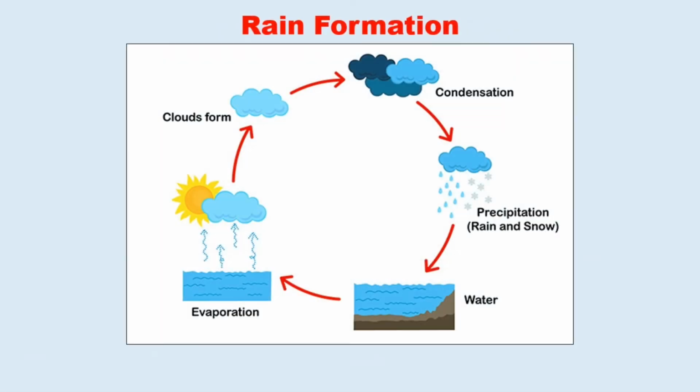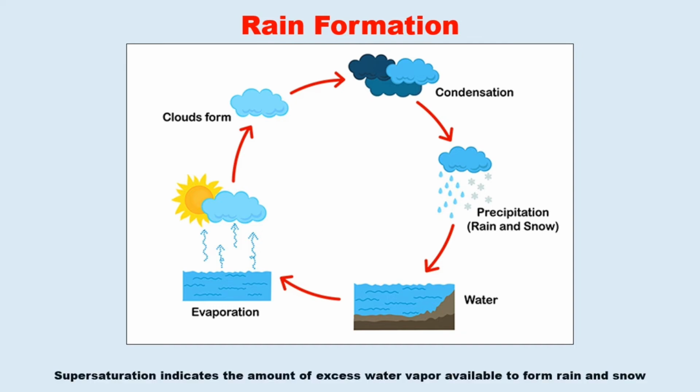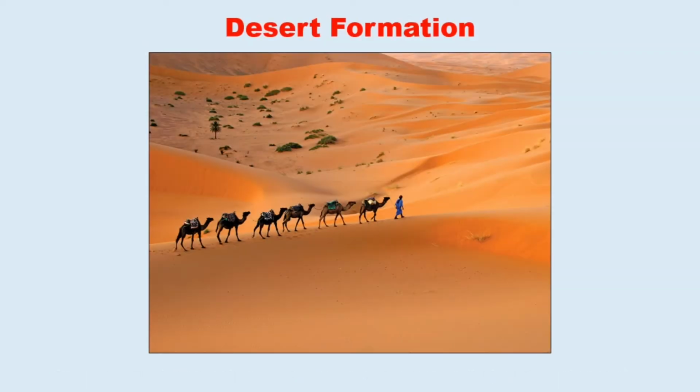Rain occurs when the relative humidity is so high that condensation forms, known as supersaturation. Supersaturation indicates the amount of excess water vapor available to form rain and snow. It is where precipitation takes place. Deserts exist where there is extremely low relative humidity, or extreme subsaturation.